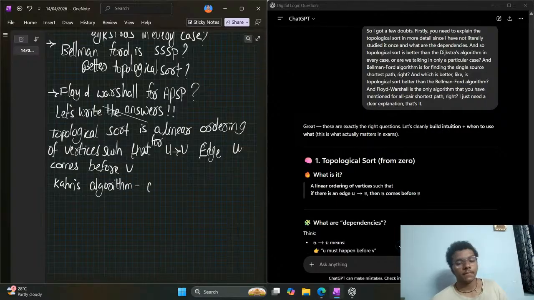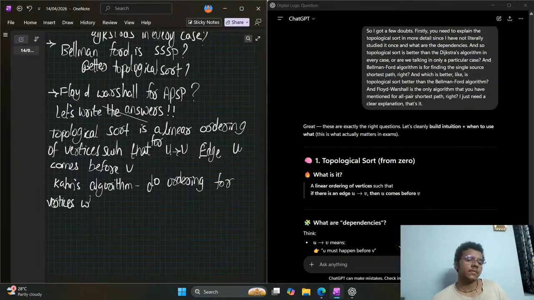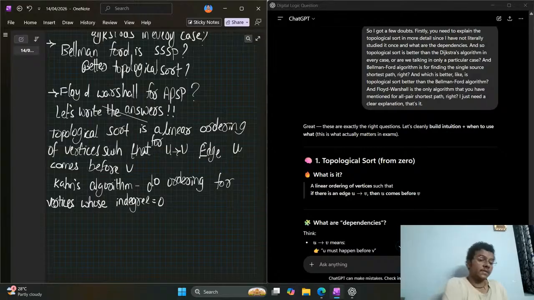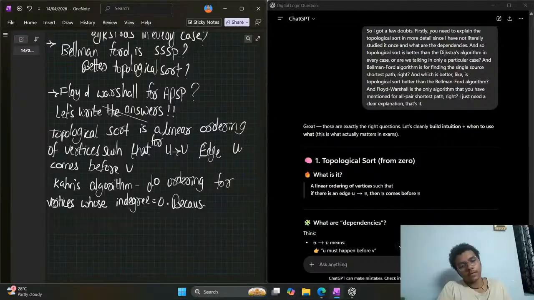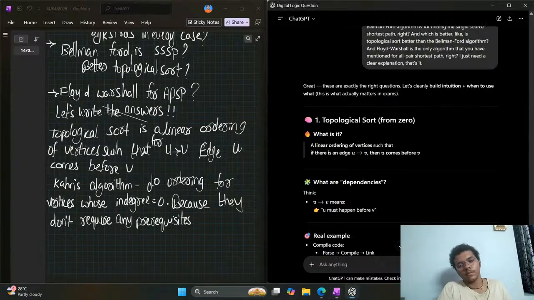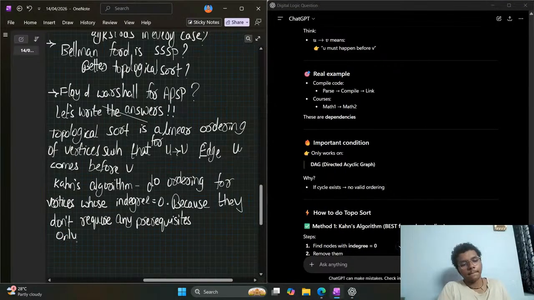The algorithm does ordering for vertices whose in-degree is equal to 0, because they do not require any prerequisites. Only works for DAG.